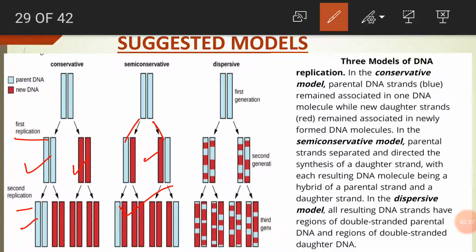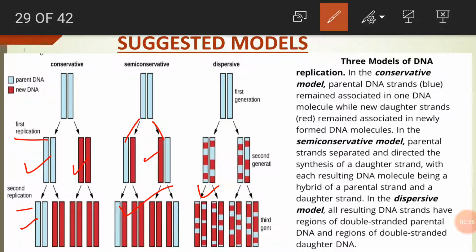Now in the third case, that is the dispersive mode, it is the same situation as the previous generation. Here we can see the DNA was broken down and the newly synthesized DNA was patched in between. So these are the three different modes of DNA replication.